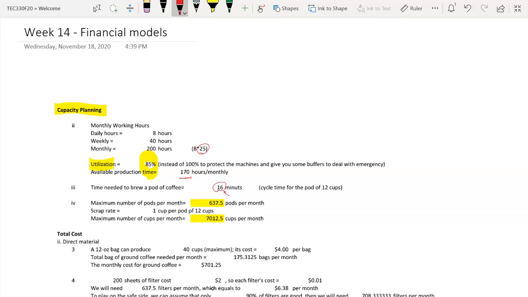This is similar to how long it takes for you to use a 3D printer to print a part. In this case, this is 12 cups, and then you need 16 minutes. So by comparing these numbers, with 170 hours times 60 divided by 16, you will be able to produce this.